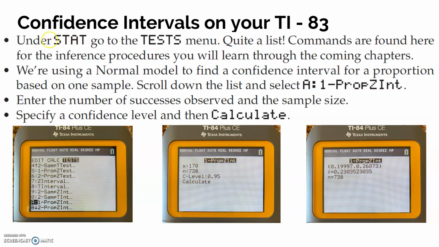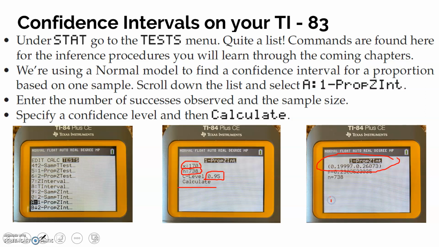So if you go to Stat and Tests on your calculator, you're going to scroll down to what's called the 1 proportion z interval. You have to scroll down a little bit to the letter A. And for the first example, remember we had 170 successes, a sample size of 738, and a C level, which you've got to write in decimal form, of 0.95. Then you tap Calculate, and you should see this interval. And as you can see, it's not too different from what we calculated.